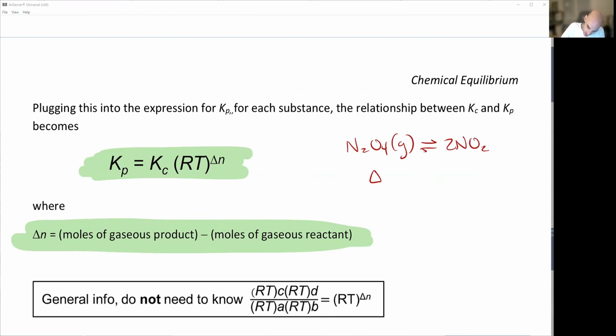So I have 1 mole of gas and I have 2 moles of gas. So delta n is 2 moles minus 1 mole, equals 1 mole. And ultimately, you're just multiplying by RT. If delta n is 0, this term is going to go away. And it is possible to have negative numbers, which is going to change things a little bit. But that's the relationship: Kp is equal to Kc (RT) to the delta n. So that's how you do that calculation.